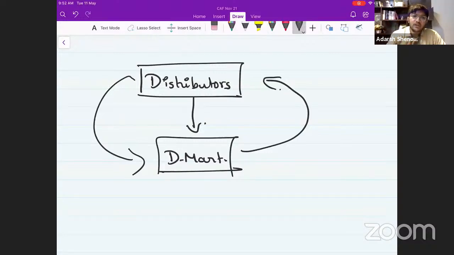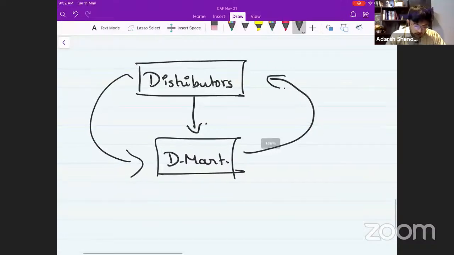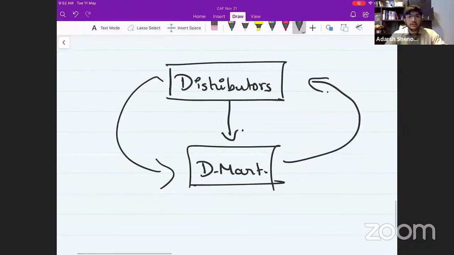So although D-Mart is a customer, they are interested. Now you can't say no, you're just a customer, I will not give you the financial statement. They'll say no need. I'll go to someone else. I'll go to someone else who will give me the financial statements and who I can trust. So I will go to him and I will take it from him. So this is a possibility. Again, D-Mart can ask the distributors to submit the financial statements.